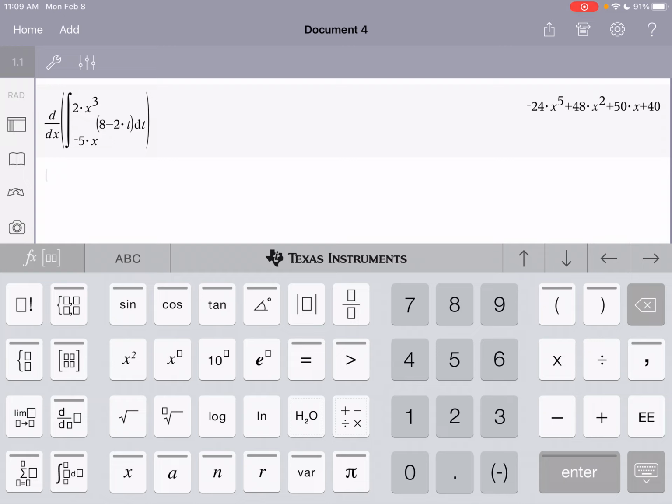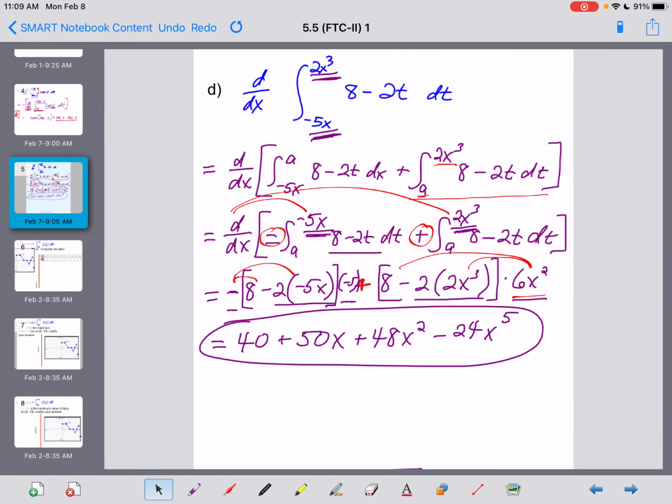A negative 24x to the fifth plus 48x squared plus 50x plus 40. Yep, exactly the same answer that we got here. So you guys have this resource available to you to check any of your answers, although of course you have all the answers and the solutions manual all worked out. But if it were a test or a quiz question and you were allowed to use your calculator, that's a way you could check your answer to make sure that you had it right.